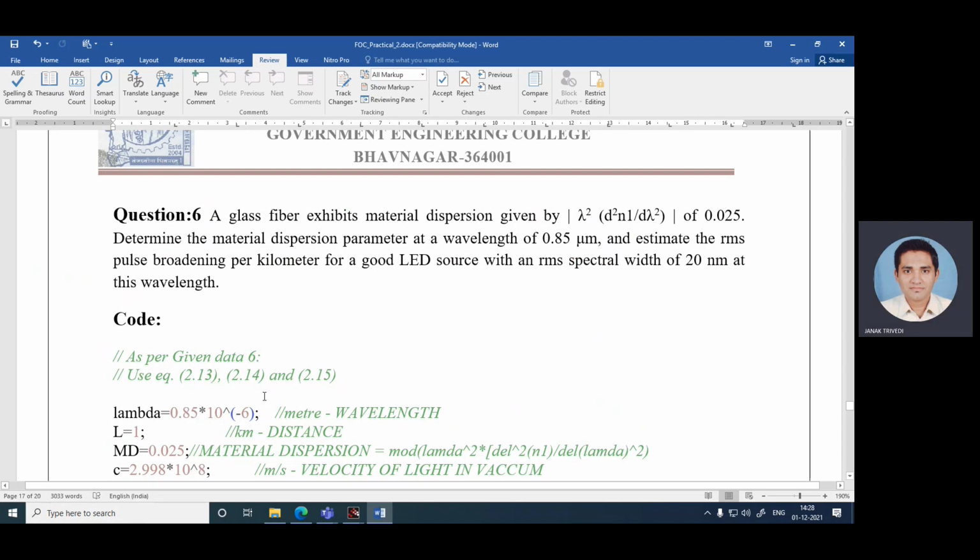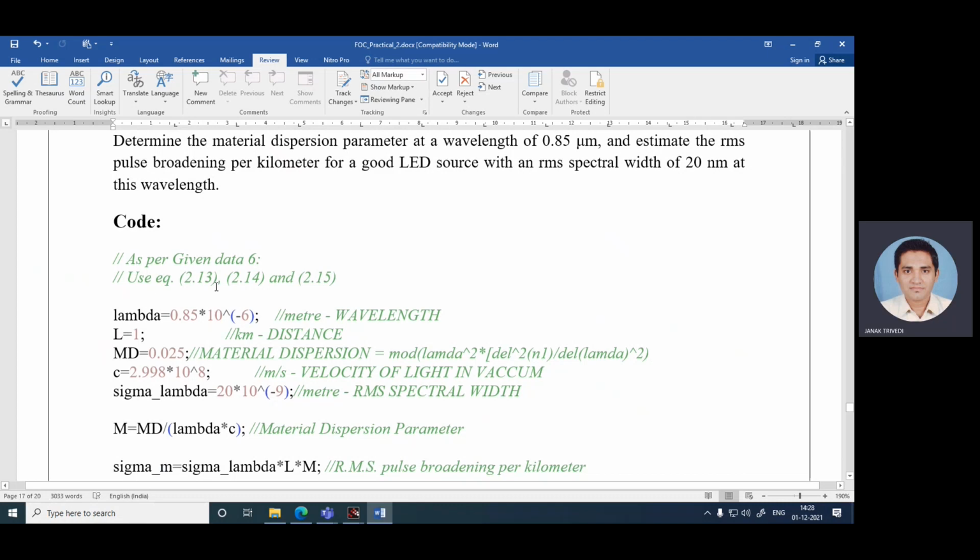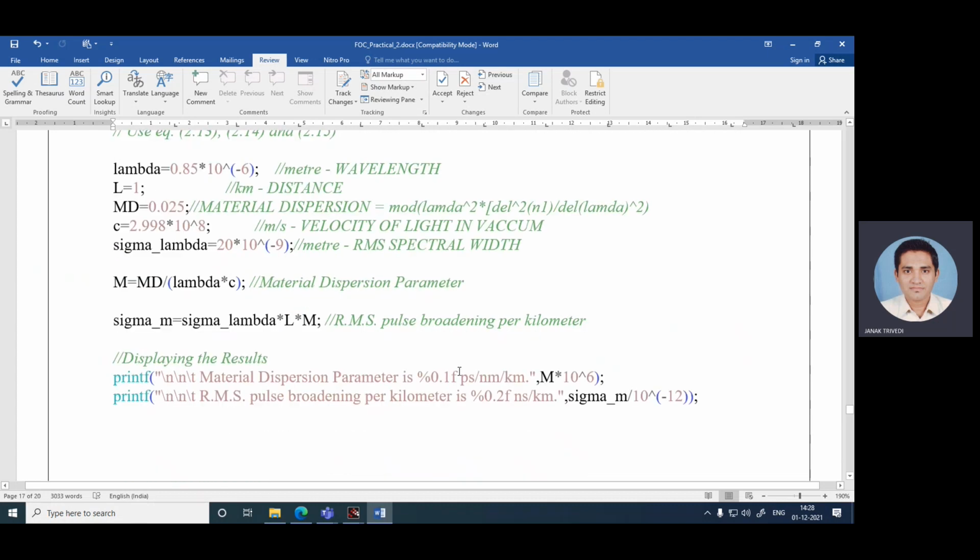So use the given data in example 6 and use equations 2.13, 2.14 and 2.15 to solve this example. Lambda is equal to 0.85 times 10 raised to minus 6 meter, the wavelength. L is equal to 1 kilometer, the distance. M suffix D is equal to 0.025, the material dispersion. C is equal to 2.998 times 10 raised to 8 meter per second, the velocity of light in vacuum. Sigma suffix lambda is equal to 20 times 10 raised to minus 9 meter, the RMS spectral width. M is equal to MD divided by lambda C, the material dispersion parameter, and sigma suffix M is equal to sigma suffix lambda times L times M, the RMS pulse broadening per kilometer.